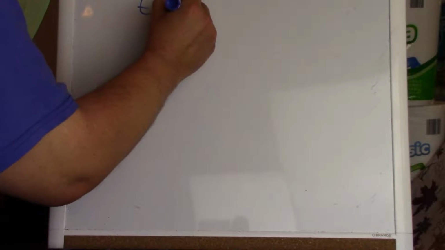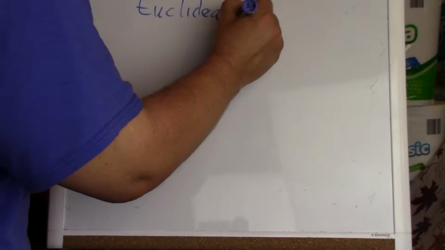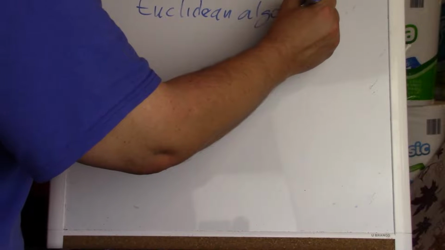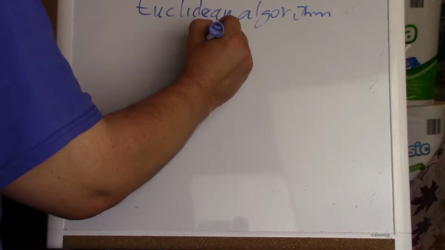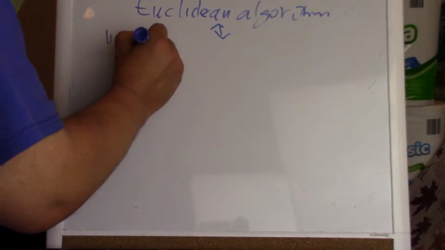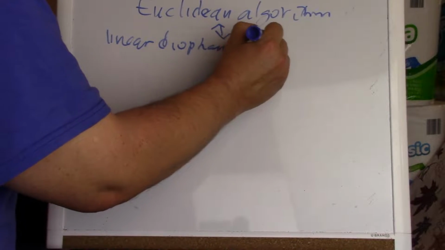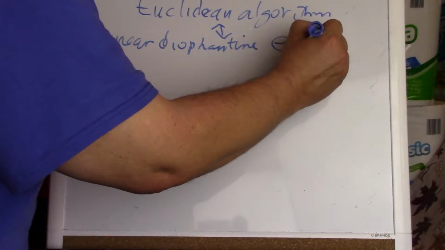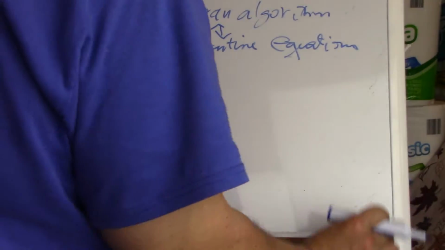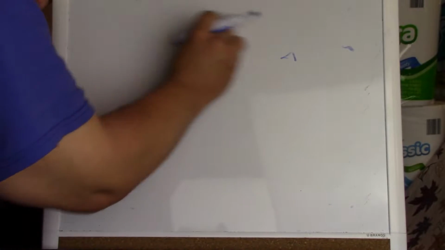I'm going to go over some basic concepts that I'm going to use to prepare for the final. This is going to be the Euclidean algorithm, and how it's linked to linear diophantine equations. Okay, so let me do an example, a really simple example.